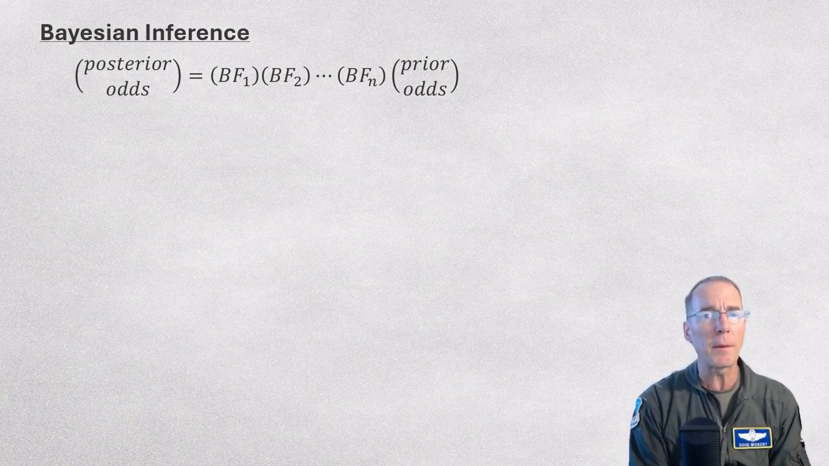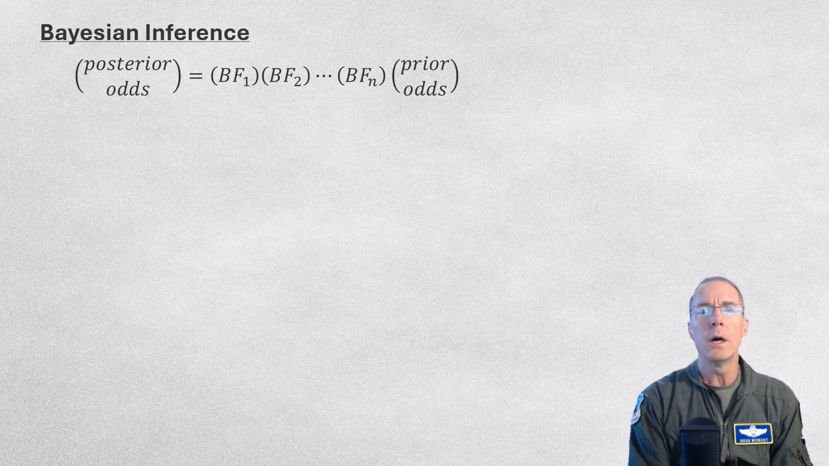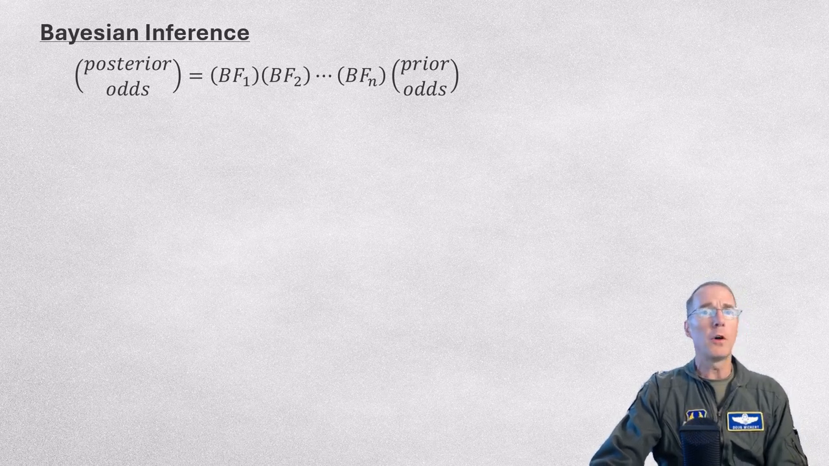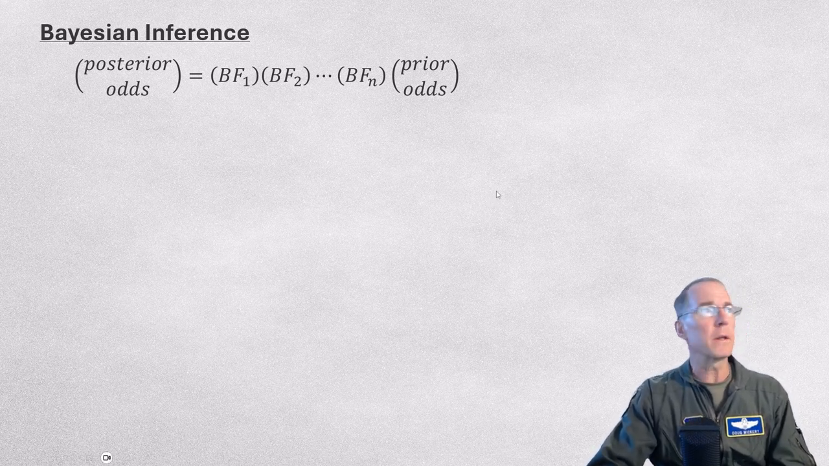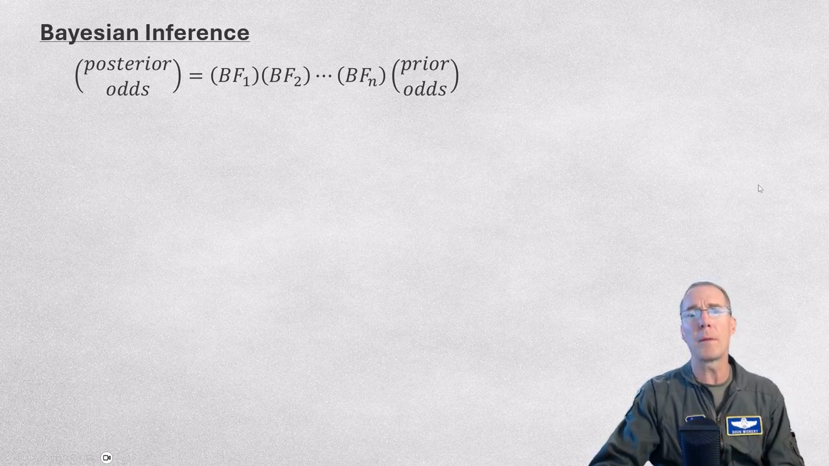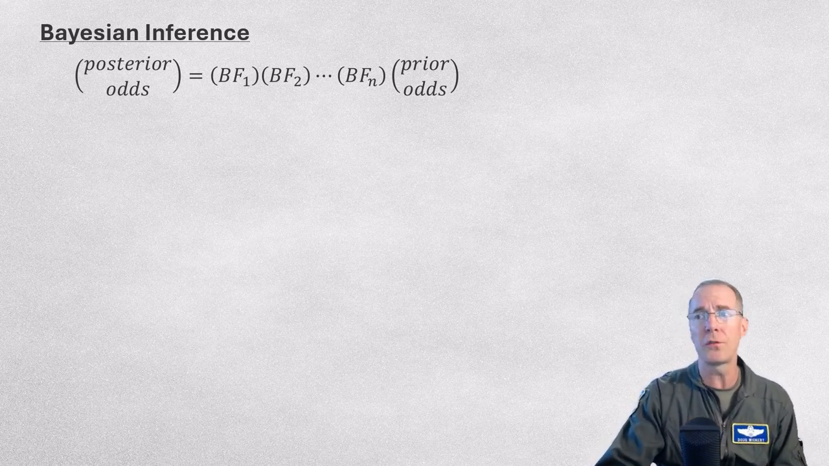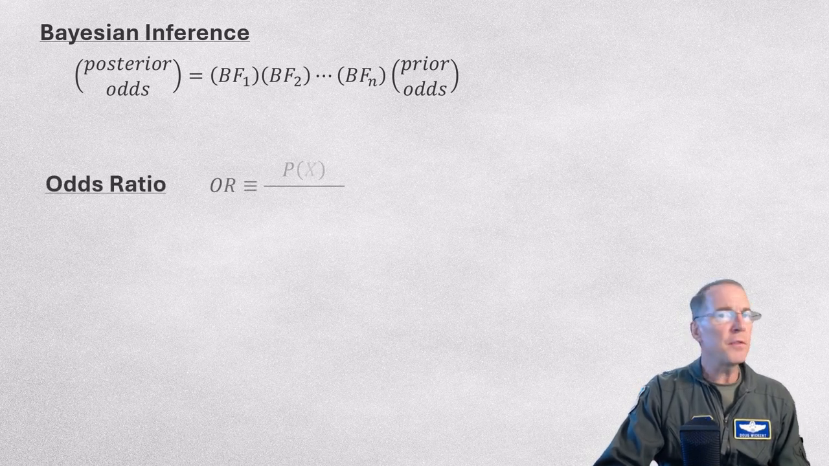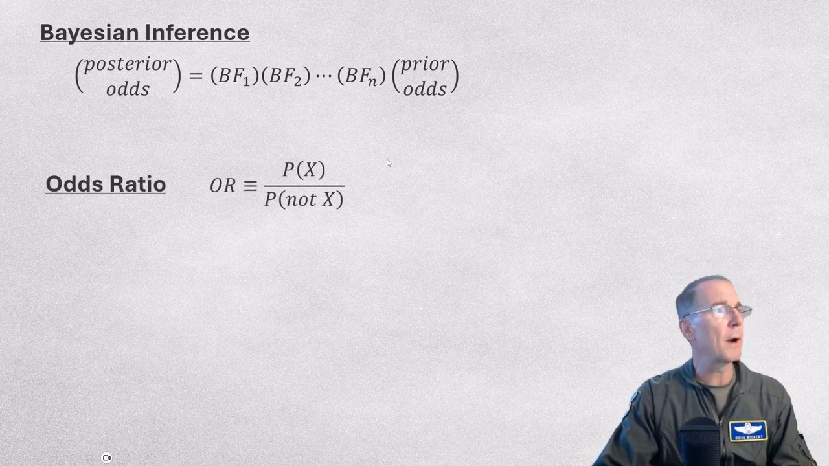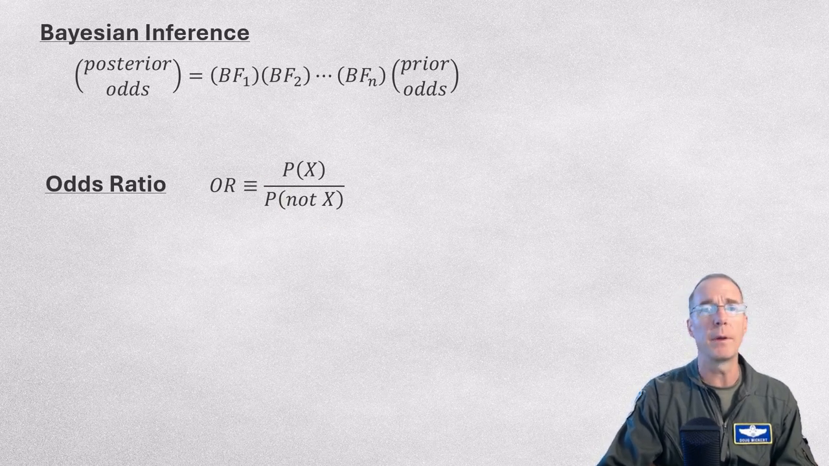I'm going to try to create a separate video that walks through the math. It's straightforward, but it would detract from the primary purpose of demonstrating how we use it. So to use Bayes factors directly, you have to express probabilities in terms of odds. The odds of something happening are the ratio of the probability of it happening to the probability that it doesn't happen.